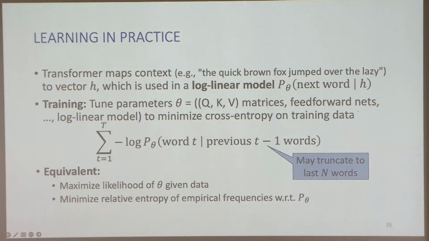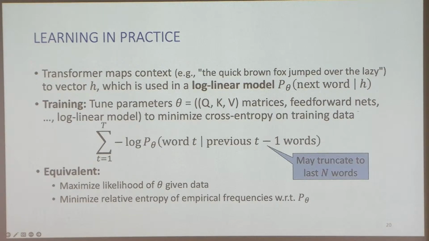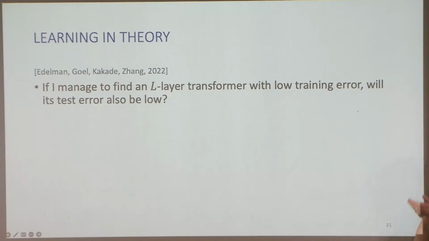Okay, so that's learning in practice. But what does learning theory say about this? There's a very nice work by Edelman, Goel, Kakade, and Zhang that does the standard learning theory approach to studying how well this paradigm works. The question you can ask is: if I manage to find a transformer, let's say with L layers, that has low training error, so my data has small cross entropy loss, how well will it do on new data that I haven't seen yet?